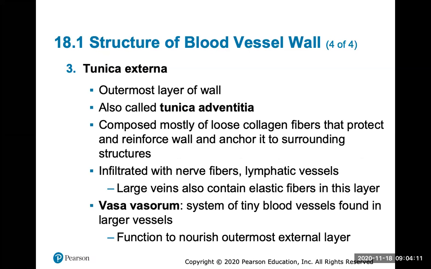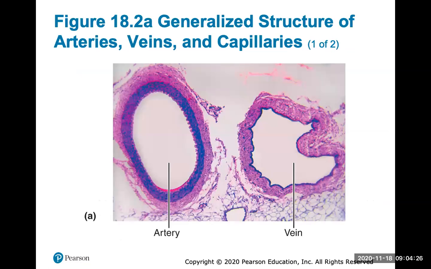Then the tunica externa is the outermost layer, also called the tunica adventitia. The vasa vasorum is a system of tiny blood vessels found in larger vessels that function to nourish this outermost external layer. So here's a difference between an artery and a vein. Arteries have a thicker muscular tunica media layer, and veins do not. So veins will often collapse on themselves, whereas arteries maintain their shape.